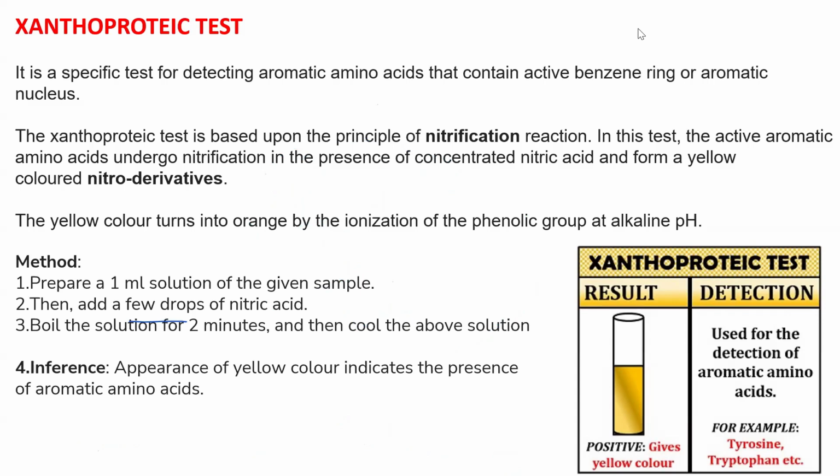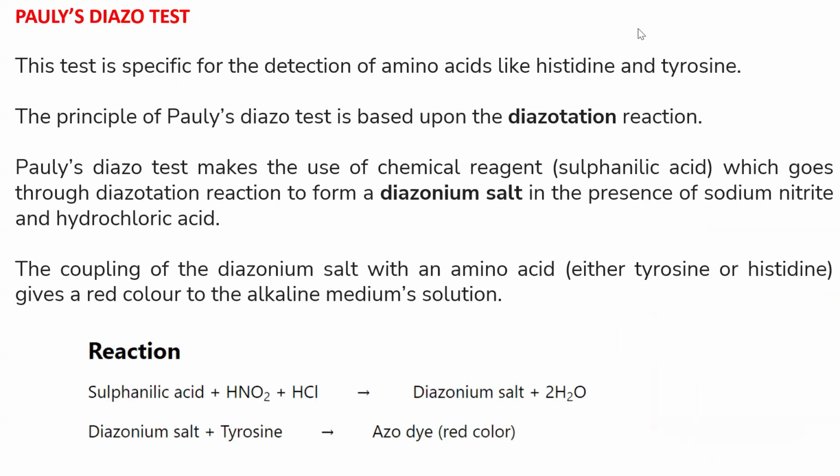The next one is Foley's test. Foley's test is specific for amino acids like histidine and tyrosine, so it is used in the detection of histidine and tyrosine. The principle of Foley's test is based on the diazo reaction, that is, the diazotization reaction. So what is the diazotization reaction?